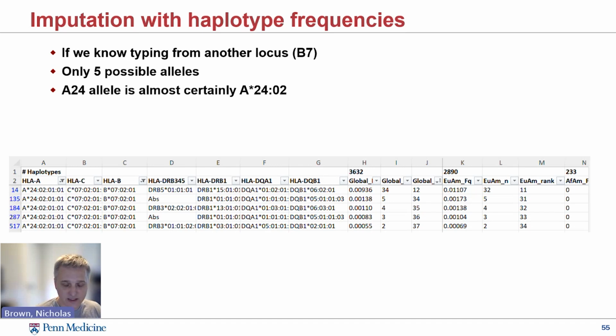Other assays like the NGS, which stands for Next Generation Sequencing, sequence the entire gene. And so when we use those assays, we can get what's known as high resolution. We know the exact allele that a patient has.